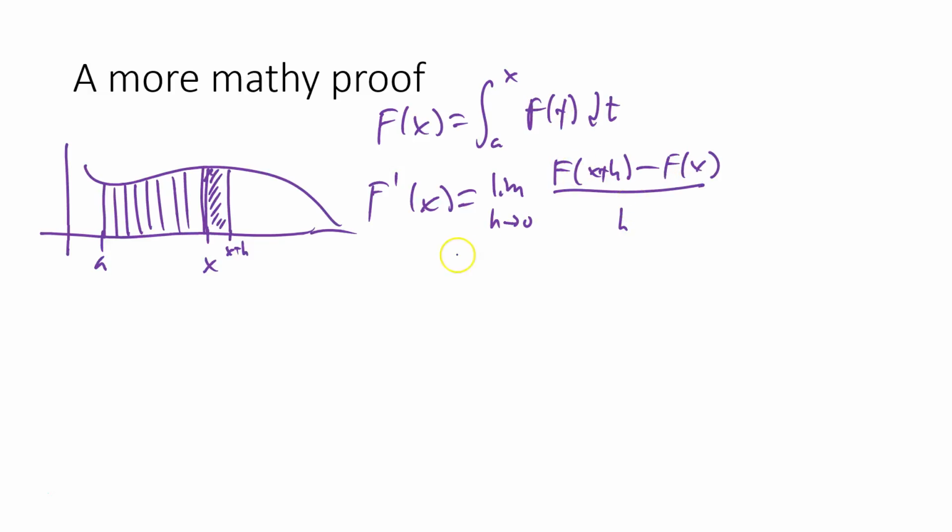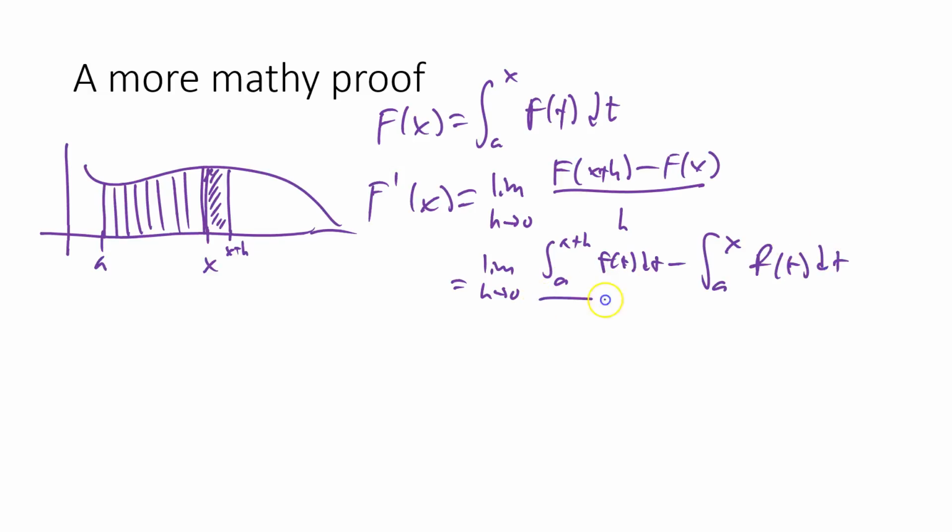So let's actually plug these pieces in. That's the limit as h approaches 0 of the integral from a to x plus h of f of t dt, minus the integral from a to x of f of t dt, all divided by h. Well, let's think about these areas.